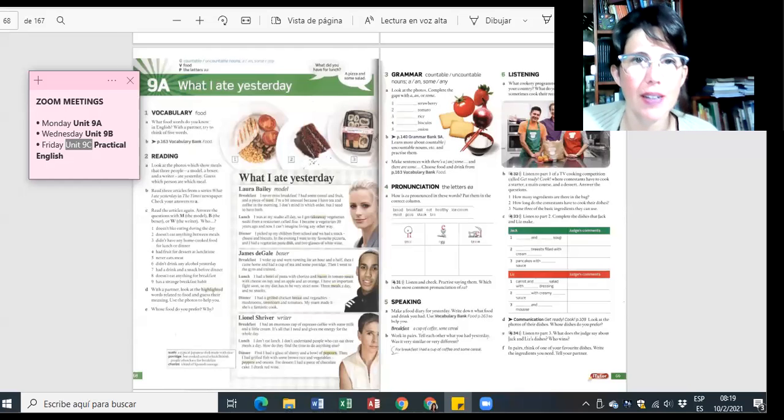Hello everyone, let's see how to organize our work for next week. On Monday, we will work with Unit 9A. So let's see what you have to do at home. Let me show you. In Unit 9A, we will work with countable and uncountable nouns.